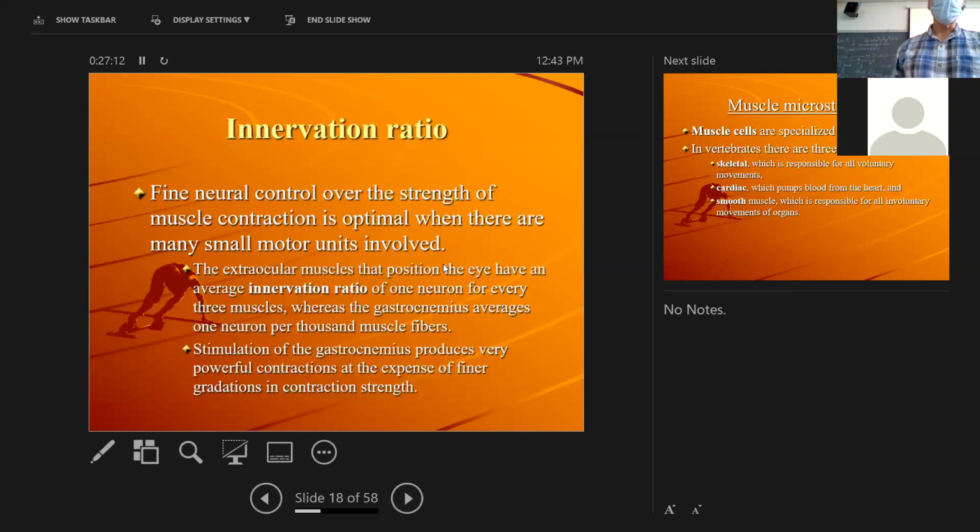So this innervation ratio, that is the proportion of the muscle cells that are innervated per motor neuron. And we talked about the ratios here. That innervation ratio for big muscles is very high. Smaller, more precise muscles, it's very low.